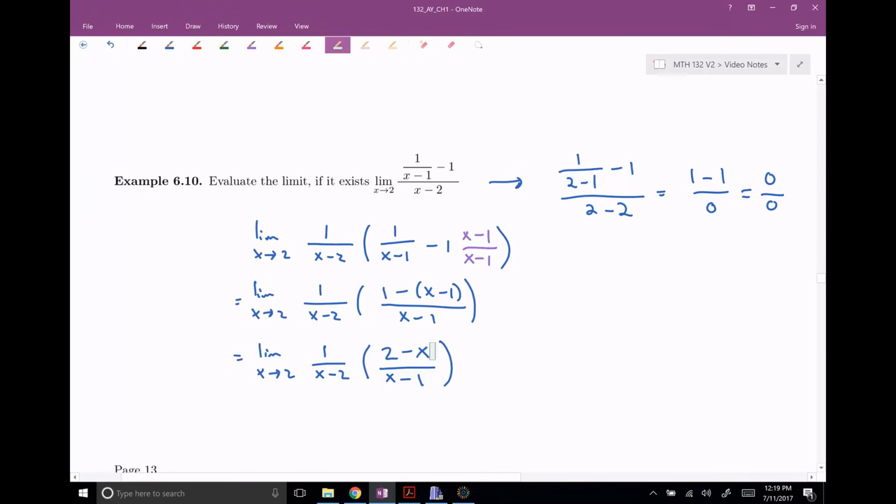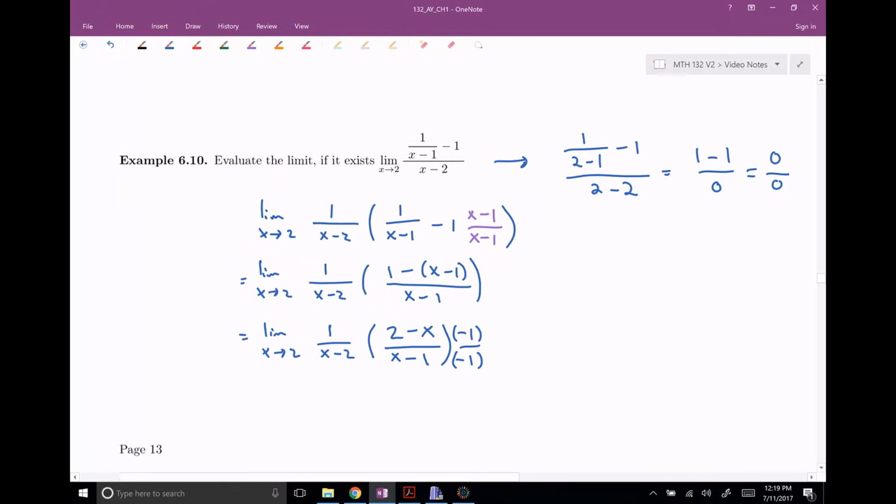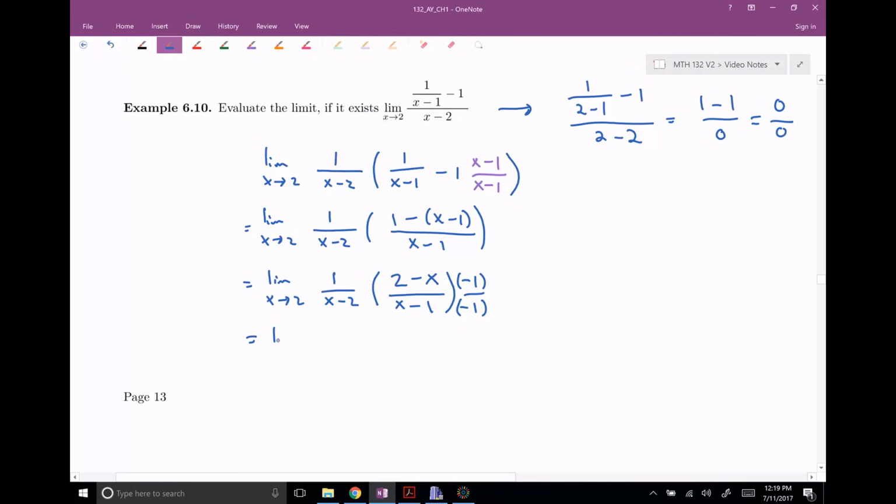This looks almost like this should cancel with each other. They're very close to each other, but they're just off by a little bit. So I'm actually going to go ahead and multiply both the numerator and the denominator here by negative 1. And so long as I do it to both the numerator and the denominator, the claim is I haven't fundamentally changed anything. Okay, so limit as x approaches 2, 1 over x minus 2.